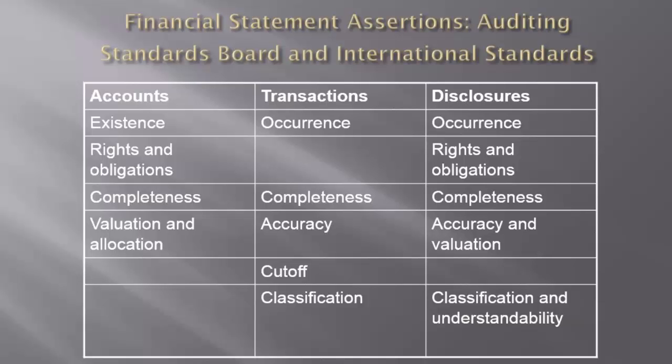Let's look at this concept of existence and completeness, but from a transactional perspective. From a transactional perspective, we're looking not at existence, but actually occurrence. So let's consider this from the perspective of revenue. When we are testing revenue, we're testing it certainly for completeness. So we want to make sure that every transaction that took place actually is recorded. But we also want to make sure that every transaction that was recorded actually occurred.